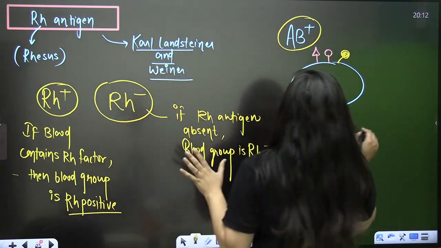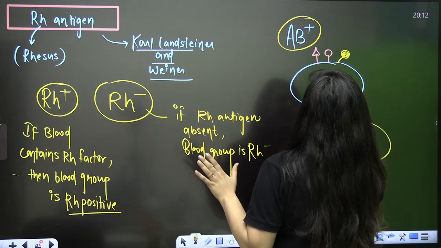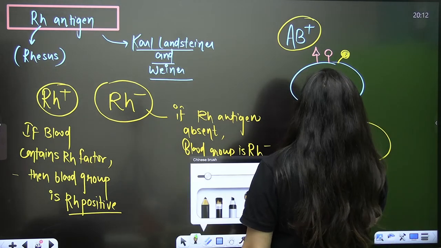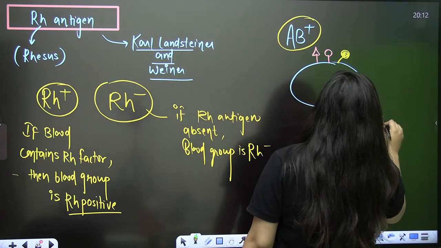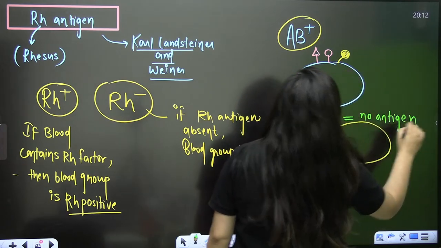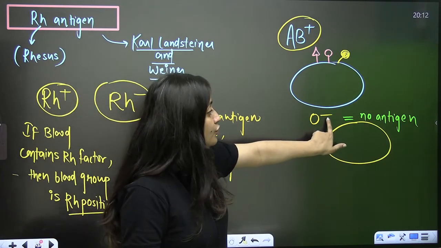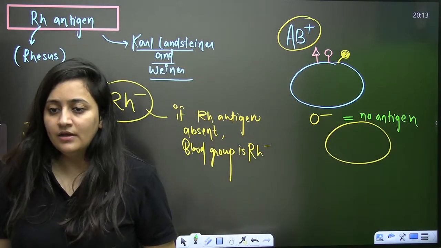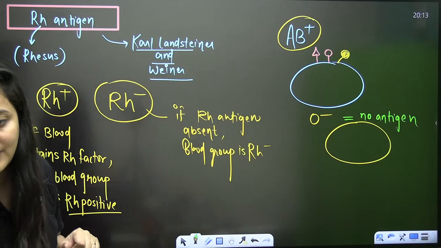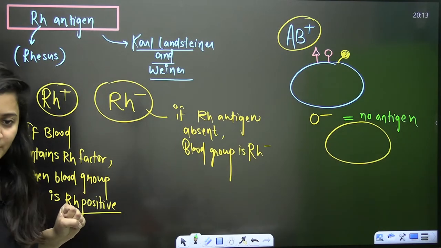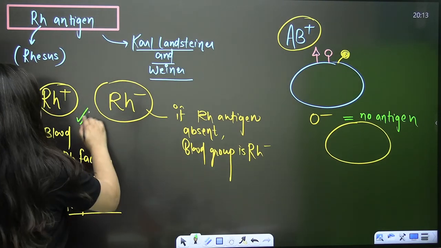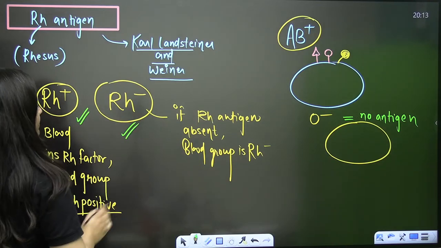Now, let's say if I'm saying that my blood group is O negative. O negative means no antigen at all. I do not have A antigen. I do not have B antigen. I do not have rhesus antigen as well. That's what you need to remember. So Rh positive means rhesus antigen present, Rh negative, rhesus antigen absent.